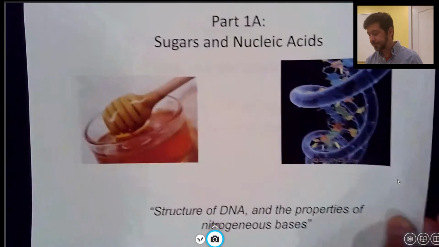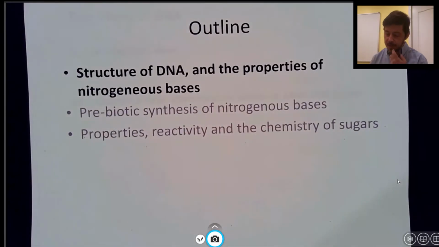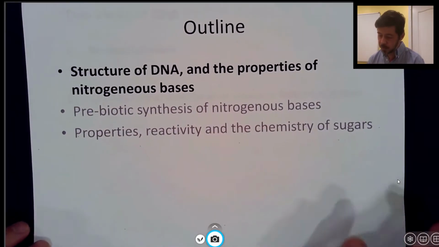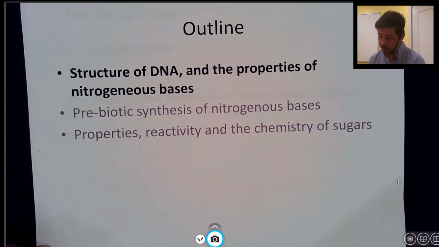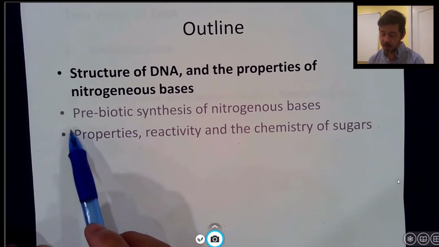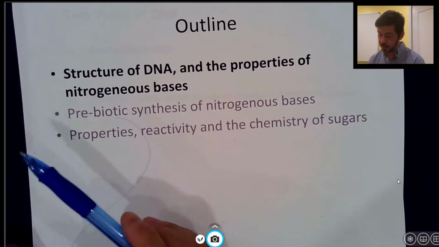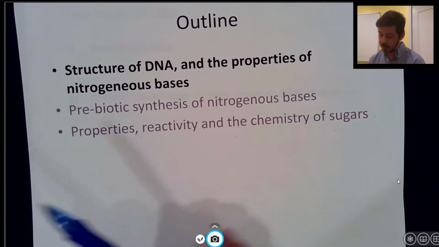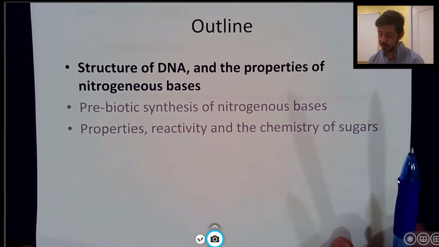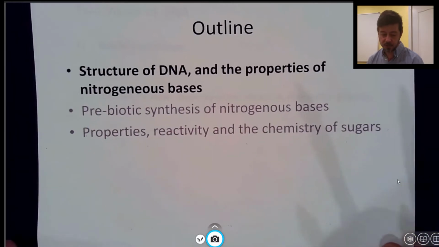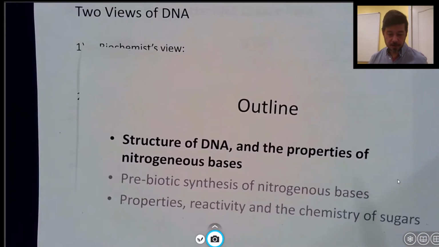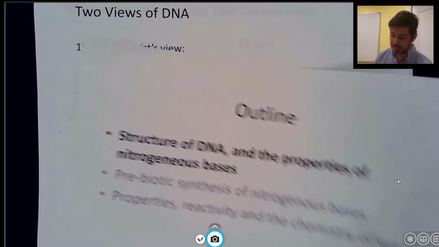All right, so here's the outline for this unit. As I said, structure of DNA, properties of nitrogenous bases. Then we'll focus later on the prebiotic synthesis of nitrogenous bases and the properties, reactivities, and the chemistry of sugars. All right, so let's talk about DNA.